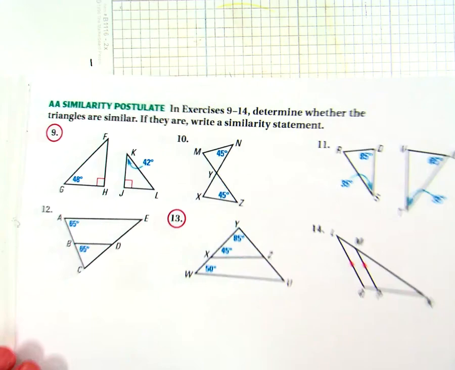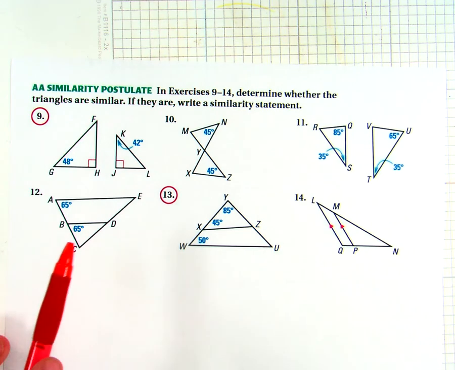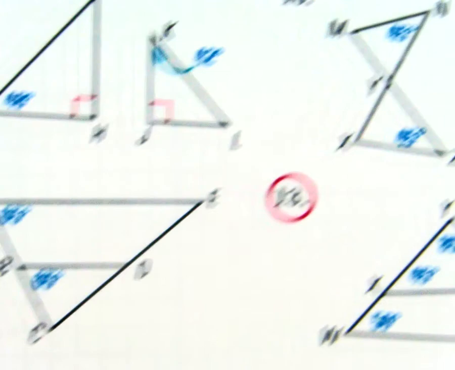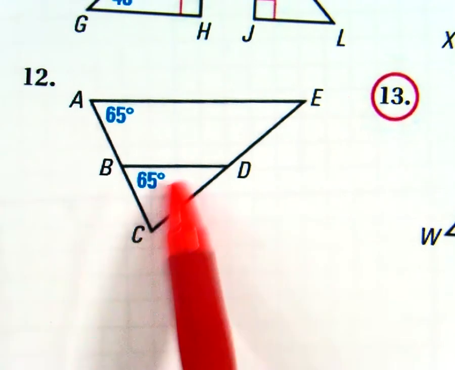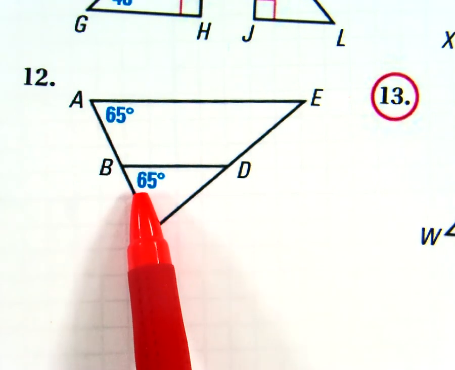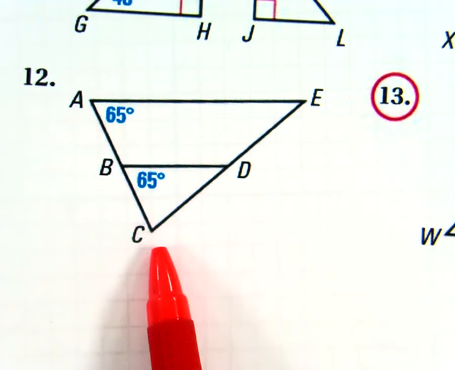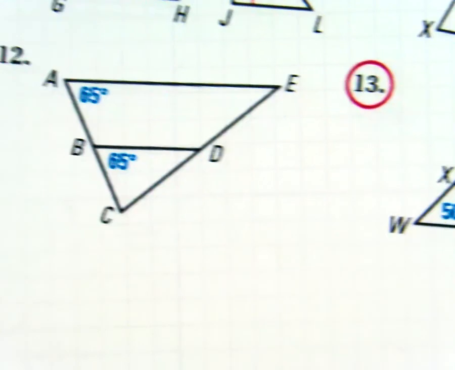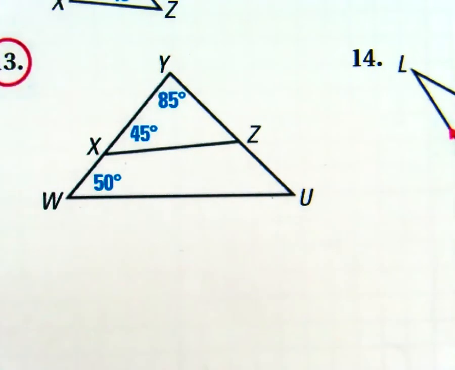Let's look at some of these. Are the large triangle and the small triangle similar? Yes, they are. They share an angle and then have 65 degrees, so they are similar. Two angles, angle, angle, therefore they are similar. Remember, when you write your similarity statement, they have to be in order by the corresponding vertices, just like in a congruency statement. Okay, what about this one?